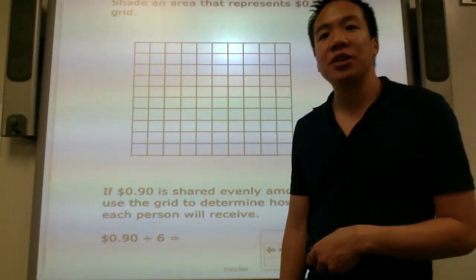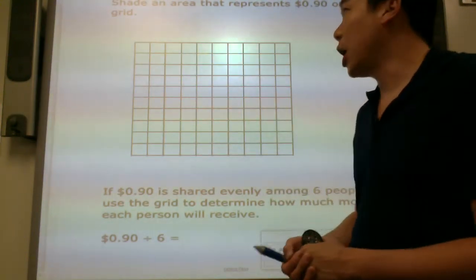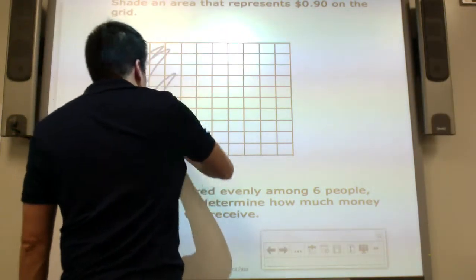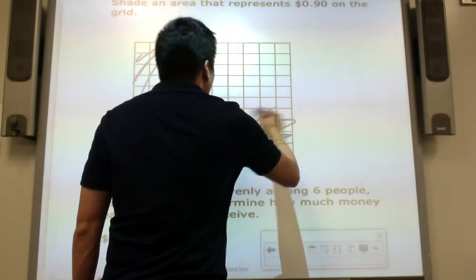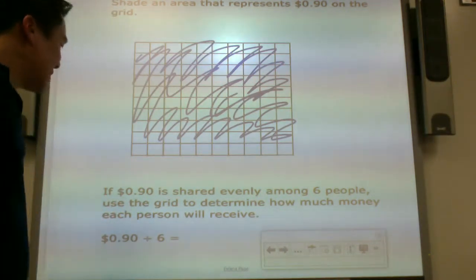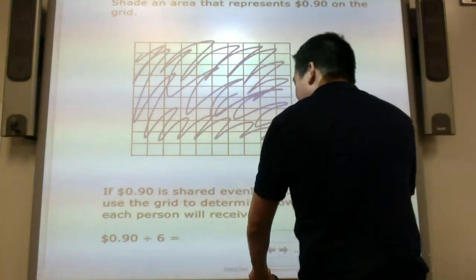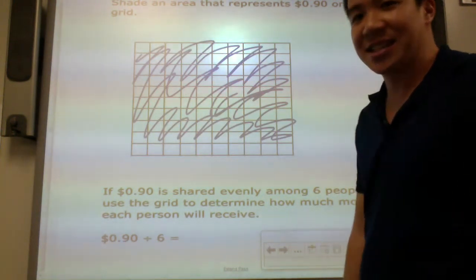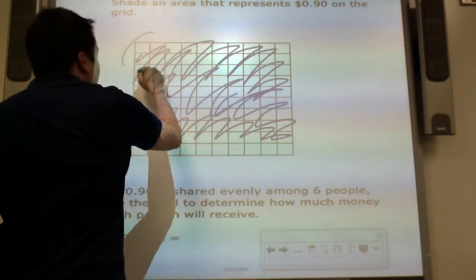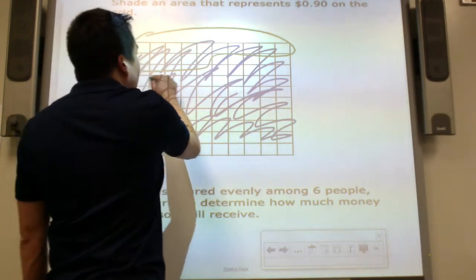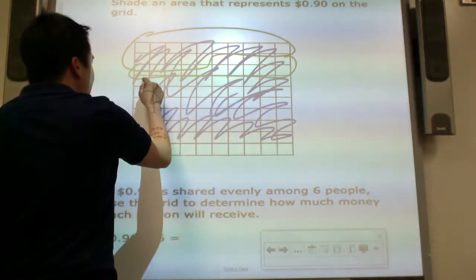Today we're going to learn how to divide decimals, one of the harder topics. So shade an area that represents 90 cents. So all this is 90 cents. If 90 cents is shared evenly among 6 people, use the grid to determine how much money each person receives. So 90 cents divided by 6 people. So that's person 1. This is person 2, 15 cents.